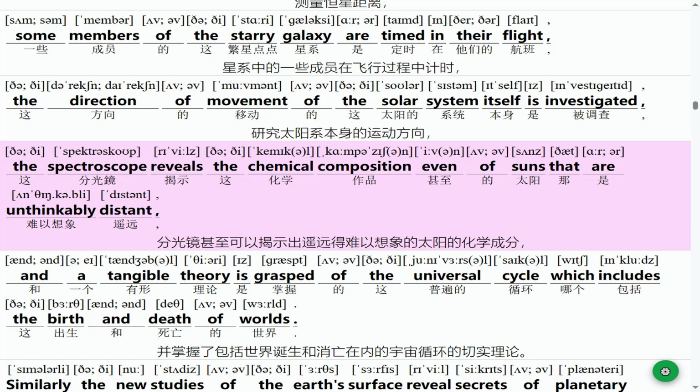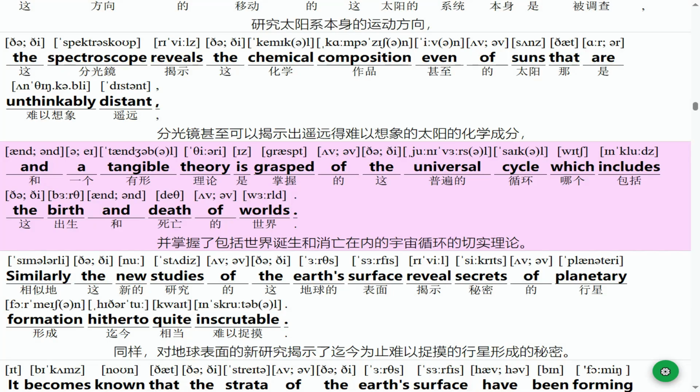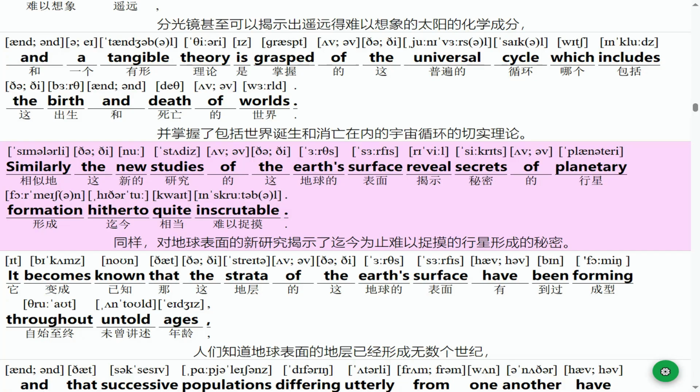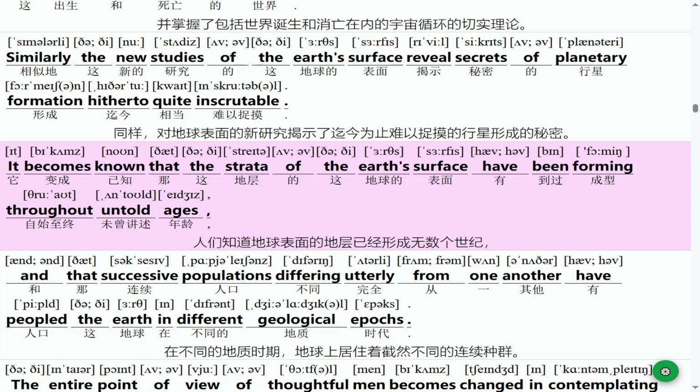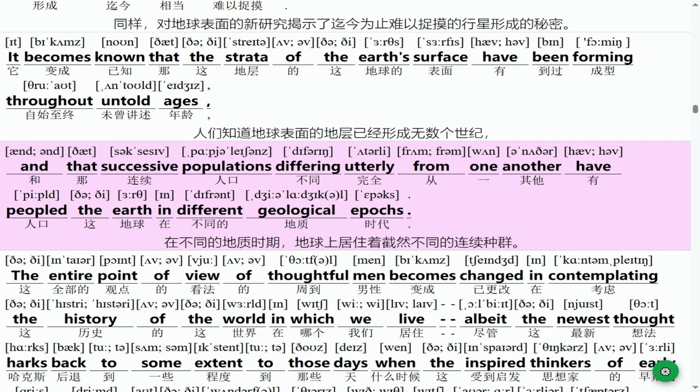The spectroscope reveals the chemical composition even of suns that are unthinkably distant, and a tangible theory is grasped of the universal cycle, which includes the birth and death of worlds. Similarly, the new studies of the Earth's surface reveal secrets of planetary formation hitherto quite inscrutable. It becomes known that the strata of the Earth's surface have been forming throughout untold ages, and that successive populations differing utterly from one another have peopled the Earth in different geological epochs.